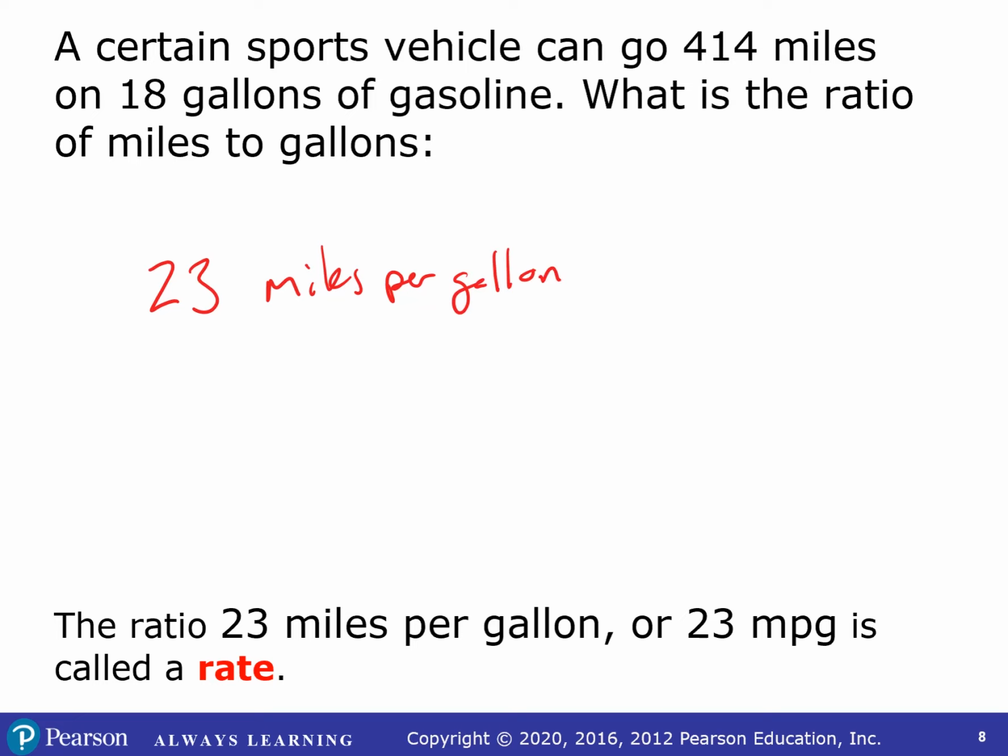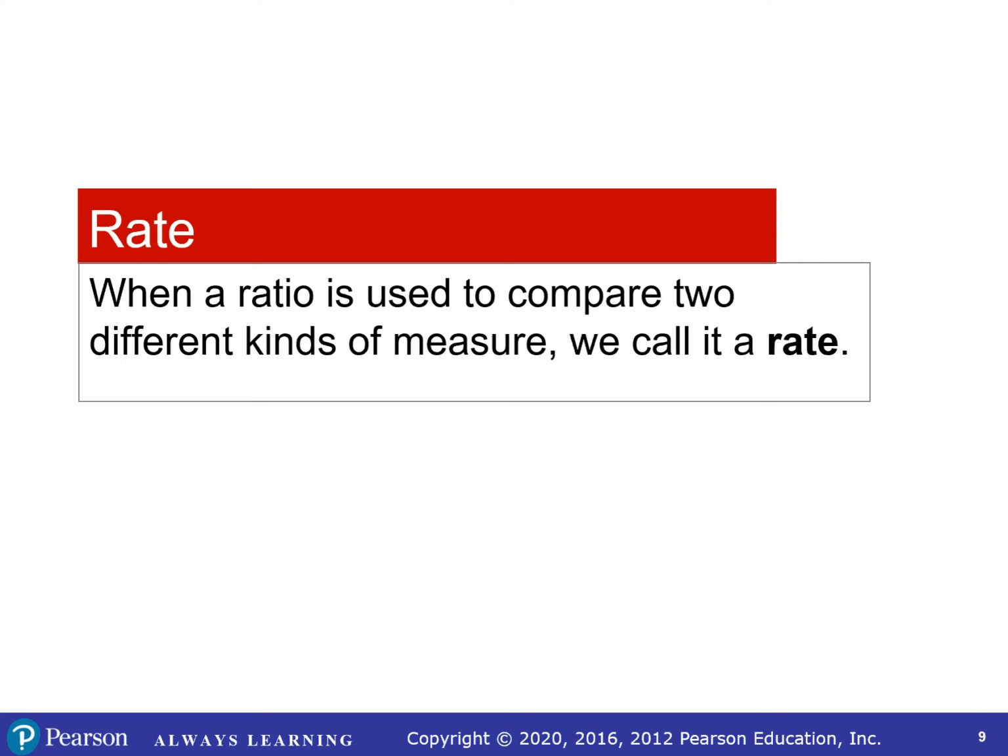Now, a rate is always a ratio that contains some meaning. The numbers contain meaning, right? So to be a rate, there have to be units attached to the numbers. So our definition of rate: when we have a ratio, so it has to be a ratio first, that is used to compare two different kinds of measure. So this word measure means it has units. Each number has units attached to it. We call it a rate.